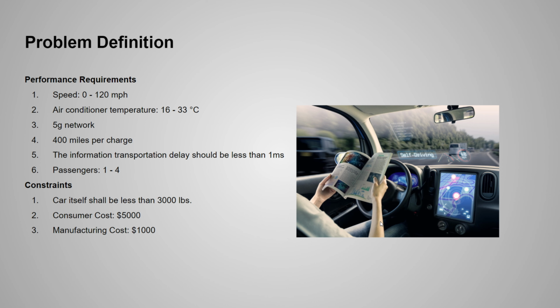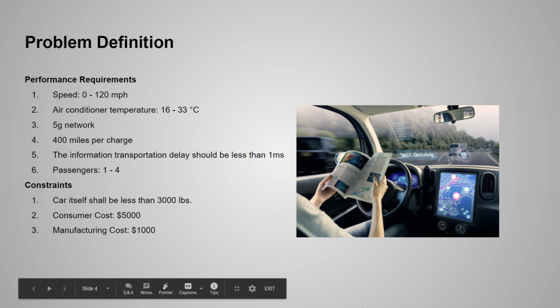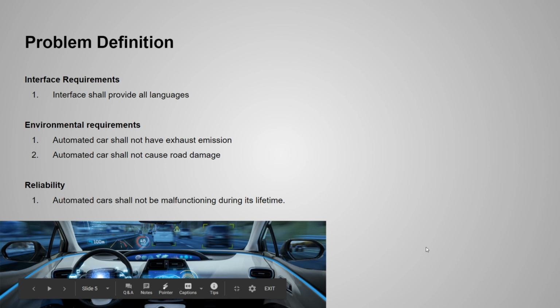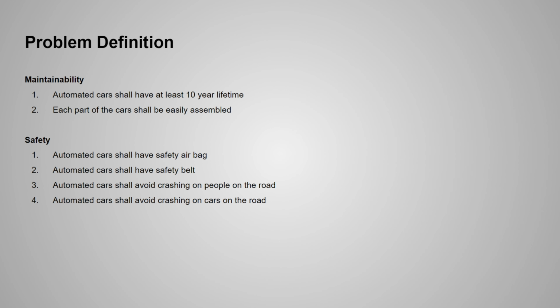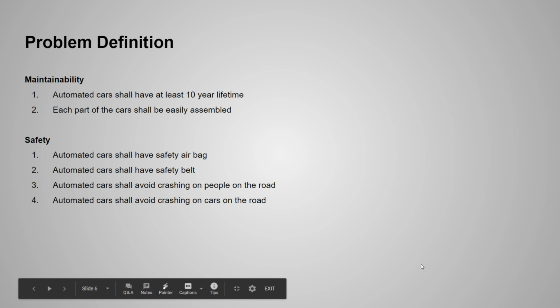Next, as a performance requirement, automated cars should behave as well as a normal car with a driver. Also, we want to have some constraints on the cost. Next, the embedded system should provide multiple languages for diversity. Also, we want our cars to use electricity, which can be environmentally friendly. Maintainability and reliability will be simple. Our car should be reliable within a 10 years lifetime.